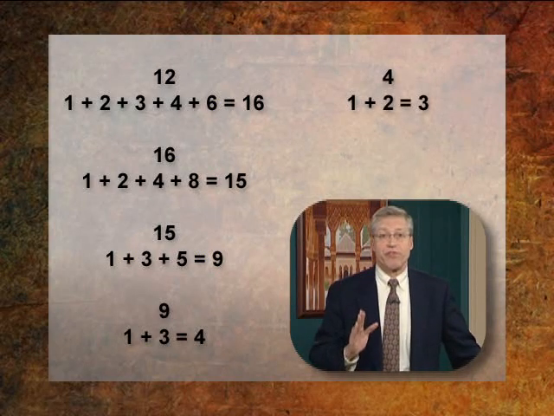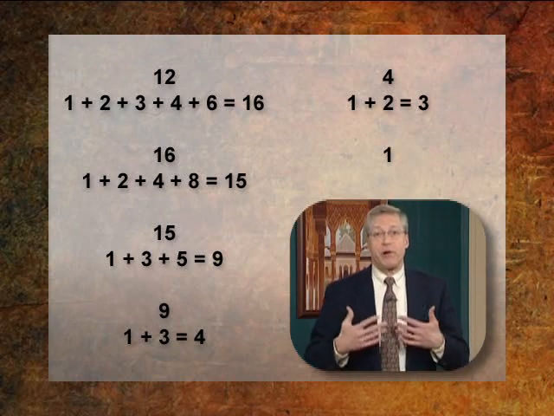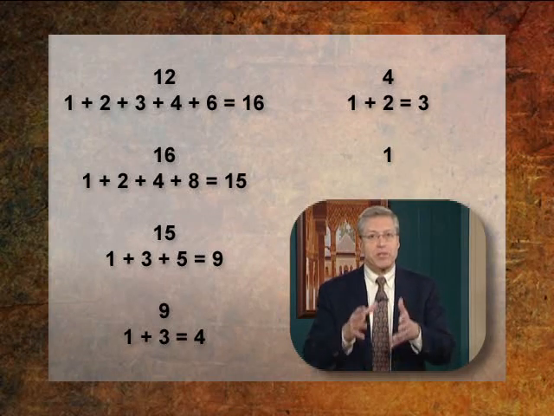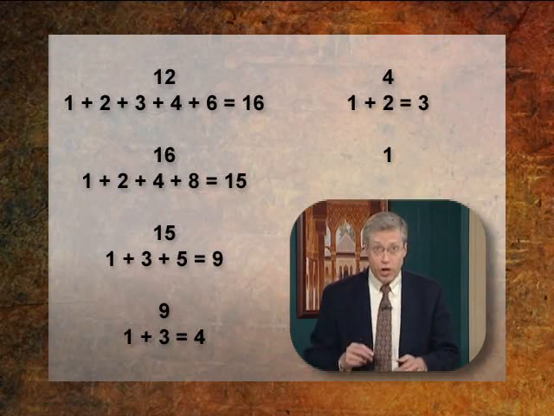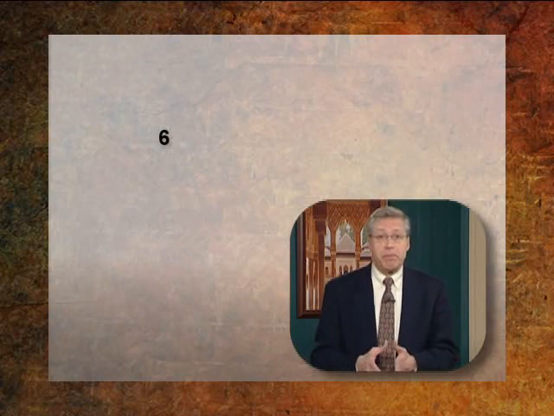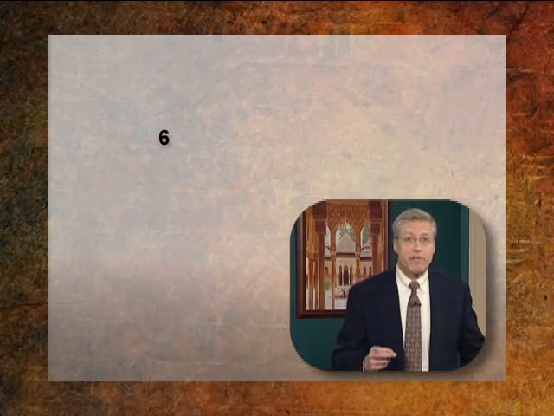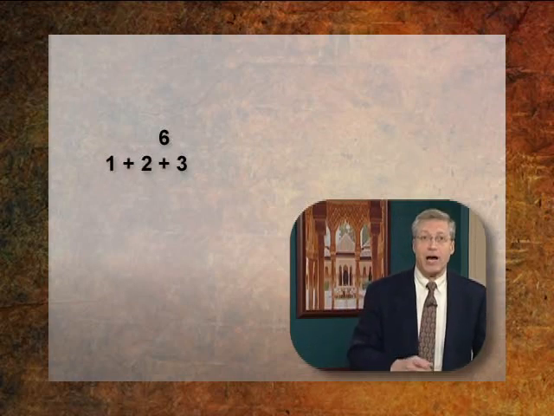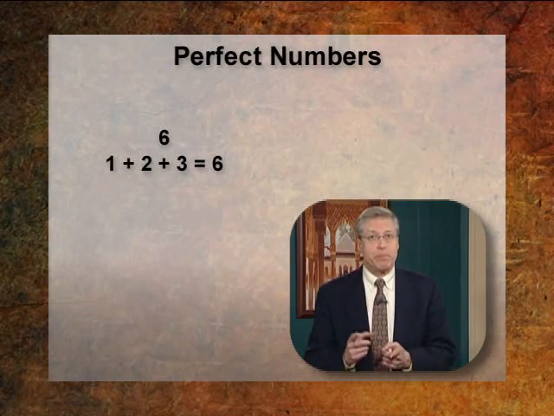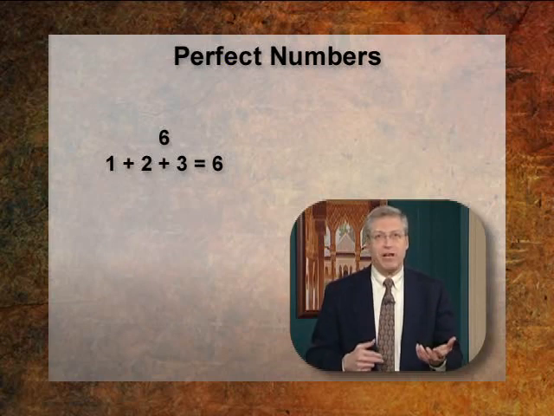The proper divisors of 4 are 1 and 2. They add up to 3. And 1 is the only proper divisor of 3. So this process started with 12, went up to 16, and eventually comes down to 1. Do we always come down to 1? No. And a simple example is the number 6. If I start with 6, and I add up its proper divisors 1, 2, and 3, I get back to 6. 6 is what the Greeks called a perfect number, because when you add up its proper divisors, you get back to the number itself.